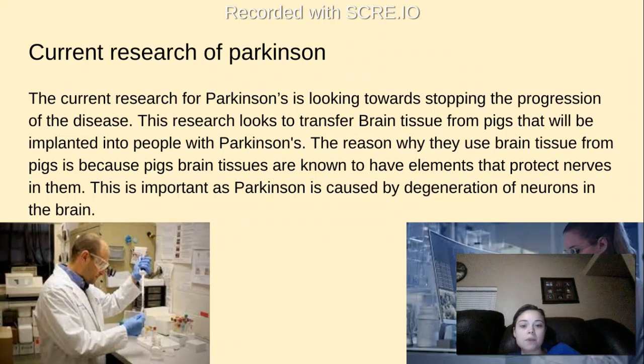So basically what happens is parts of the brain tissue are implanted into people who have this disease, mainly because the parts of the brain that they're using from the pigs have the ability to then protect those neurons. And because they can protect those neurons from degenerating because of lack of dopamine, then they can spare the brain and many other things that are lost with Parkinson's.